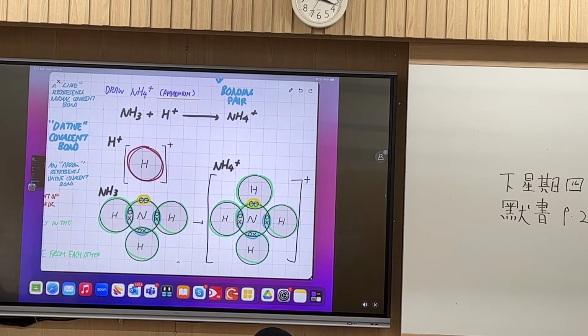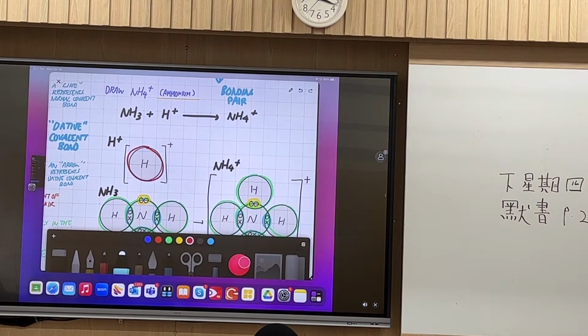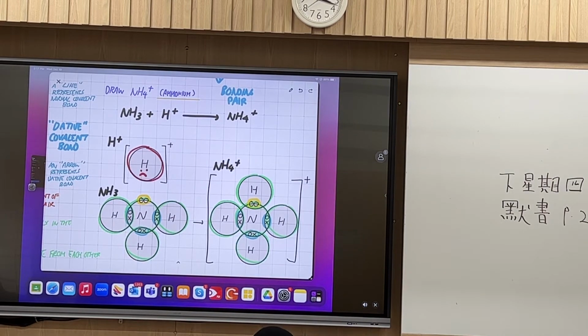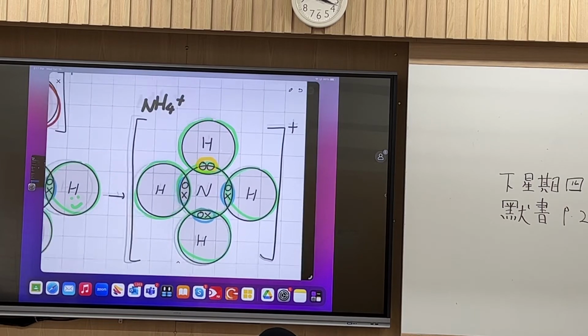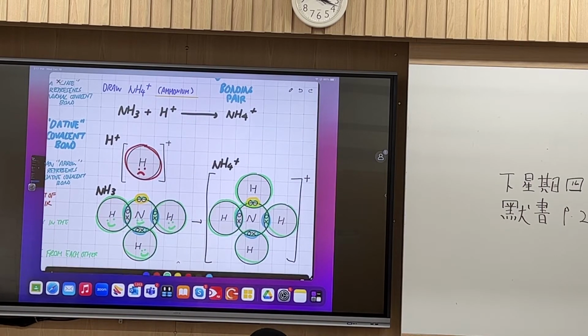So you may want to draw some sad and happy faces here. This is certainly unhappy right now. But then nitrogen is here to help. It says, I have something spare anyway, so why don't I donate it to you? And this special bond in here, we call it dative covalent bond.